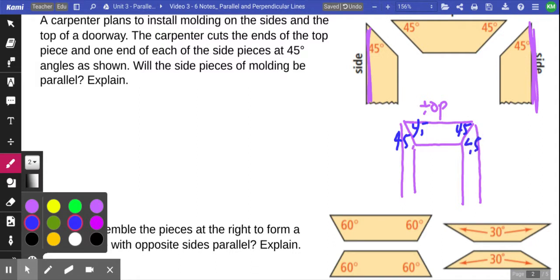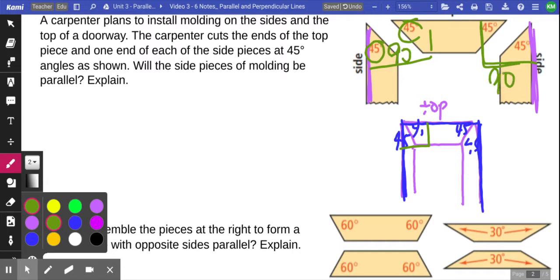Why are they parallel? Well, think about this. Here's the top and here's the side, and here's another side. If I look at the angle that's formed from the top and the side, it's actually 90 degrees, because I took this 45 and this 45, and when I add them together, I get 90. And the same thing over here, 45 and 45 gives me 90. So yeah, both the side pieces are perpendicular to the top.